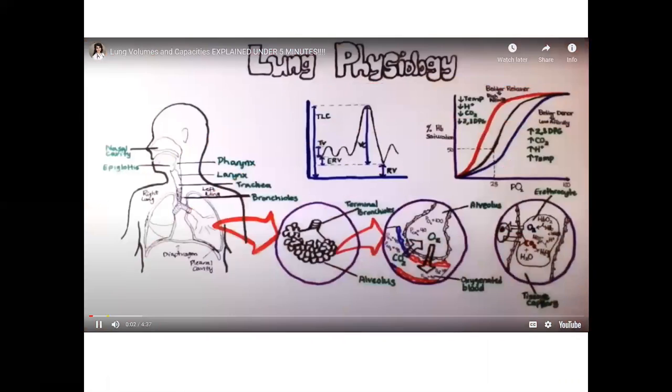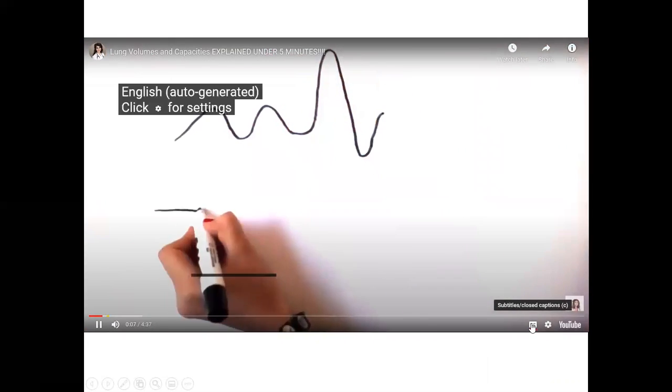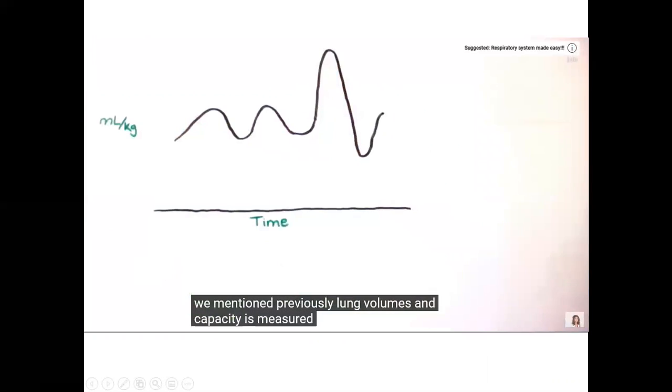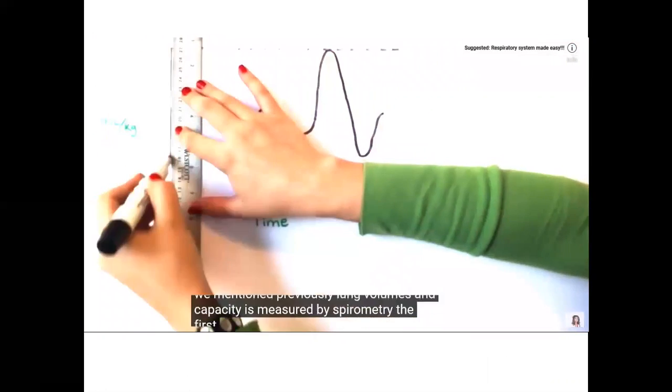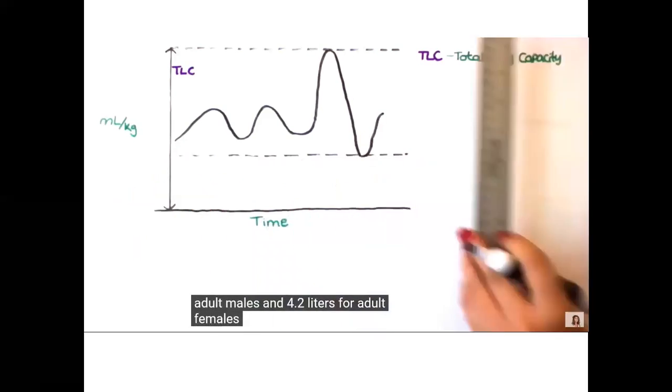In the previous video, we talked about lung volumes and capacities. Today, we're going to take a closer look at them. As we mentioned previously, lung volumes and capacity is measured by spirometry. The first thing that we're going to take a look at is called the TLC, or the total lung capacity. Total lung capacity is the amount of gas in the lungs after a maximal inspiration. So if you take a deep breath in and hold it, the volume of gas in your lungs is the total lung capacity. Normally, it's 6 liters for adult males and 4.2 liters for adult females.